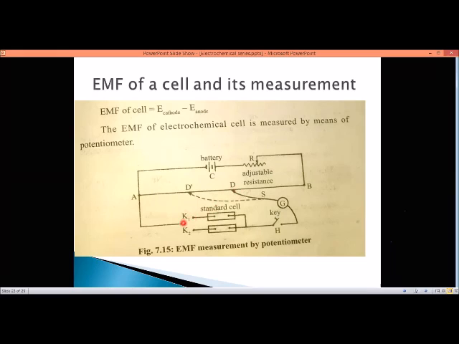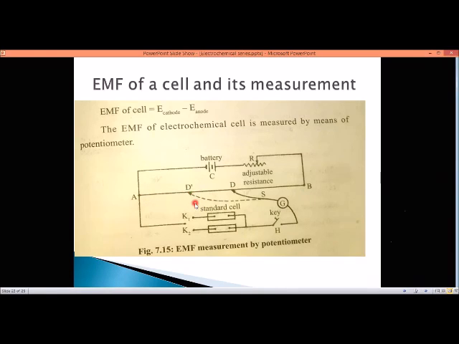Similarly, now I release key K1 and introduce another key, K2. With the standard cell and galvanometer, I again adjust the sliding contact so that the galvanometer pointer does not move. Suppose at D dash there is no current flowing through the galvanometer. Then the EMF of the standard cell will be exactly equal to the potential difference between A and D dash. So now I have two values: the potential difference between A and D, and the potential difference between A and D dash.